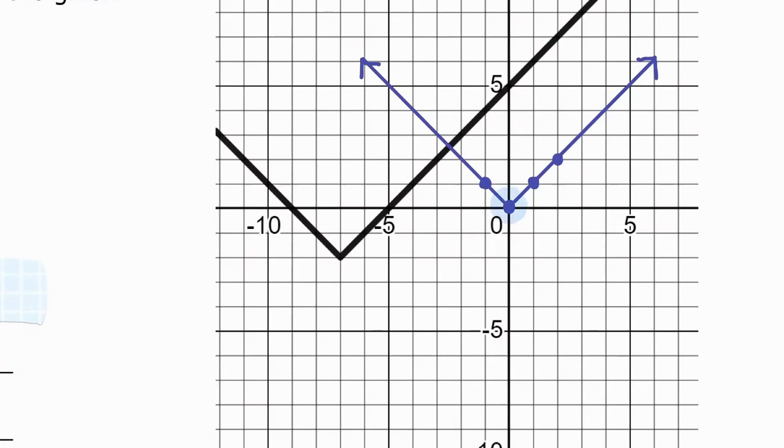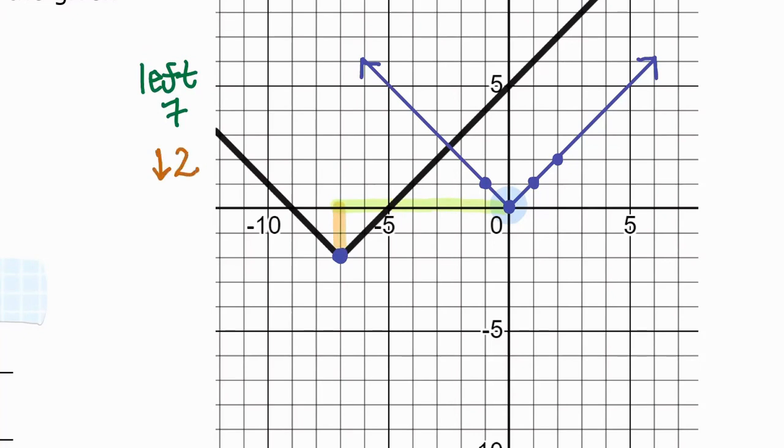So here was the original vertex. And now it's moved all the way here. So let's talk about that. How did that move? So I can see that it went to the left by 7. Looks like it moved down by 2. And that's it.